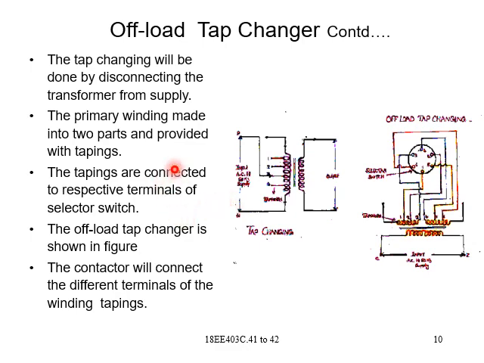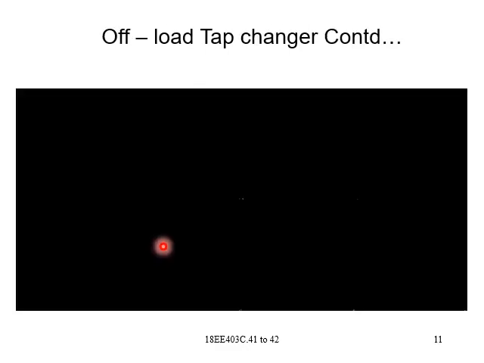So this is the information about the offload tap changer. This is the diagram of the offload tap changer actually, but the visual is not present in this. The diagram is in the previous slide only, in slide number 10.